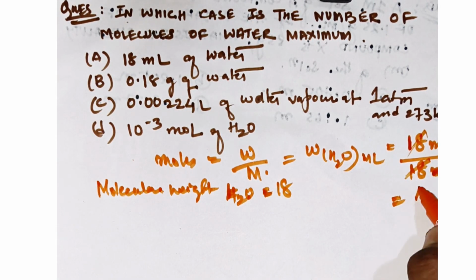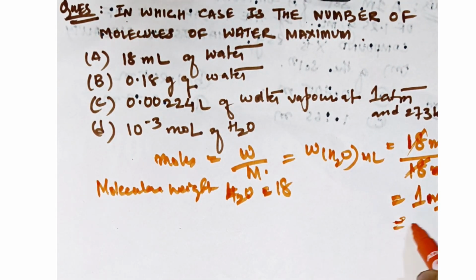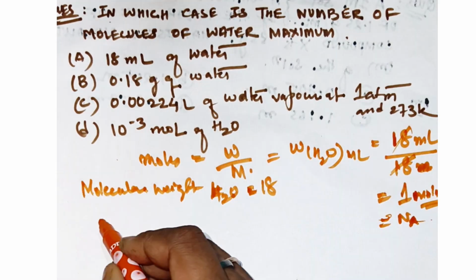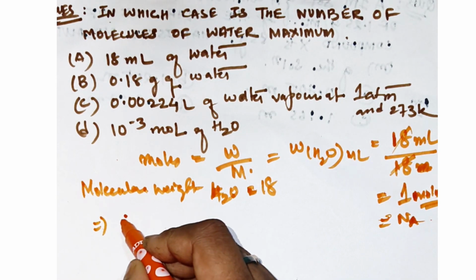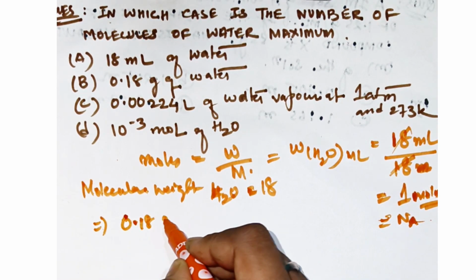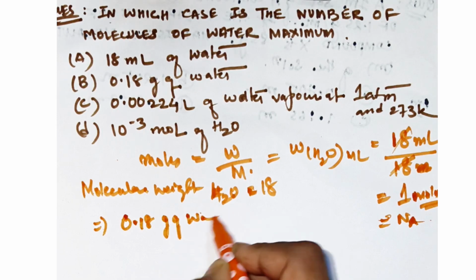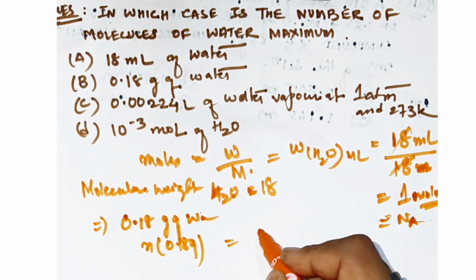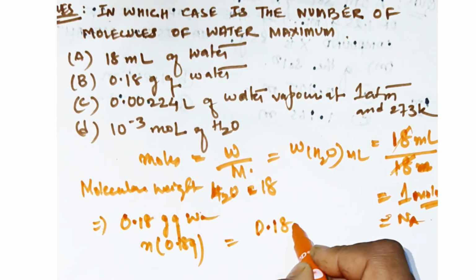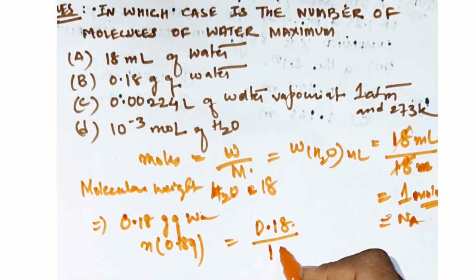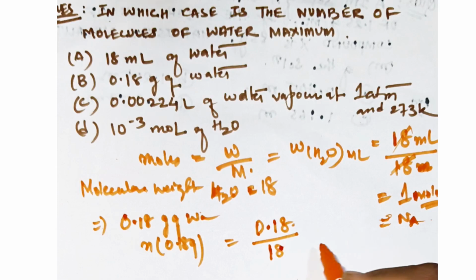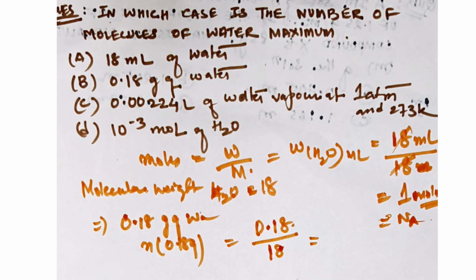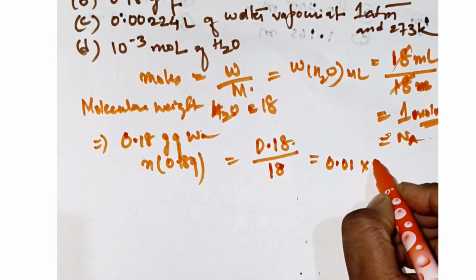So what is it? It is 1 mole, that means it is 1 into Na. Now in option B, check 0.18 gram of water. So the number of moles in 0.18 gram will be how much? 0.18 divided by the molar mass, which is 18 grams, so it comes to be 0.01 into Na.